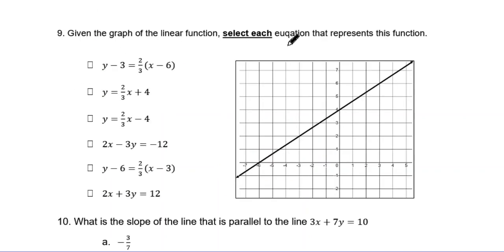All right, select the graph of the linear function. Select each equation, this is spelled wrong, equation that represents the function. So basically I'm looking for 3 functions that have this equation. I'll go ahead and pause the video if you guys want to go ahead and graph these and then find the graph. Let me go ahead and graph them as well.